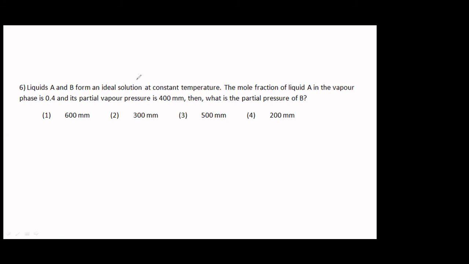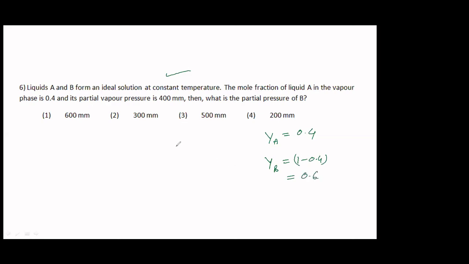Liquid A and B form an ideal solution. The mole fraction of A in the vapor phase, so YA, you can write just to not get confused with X. So YA is equal to 0.4. Therefore YB should be equal to 1 minus 0.4. This is in the vapor phase, it will be 0.6.